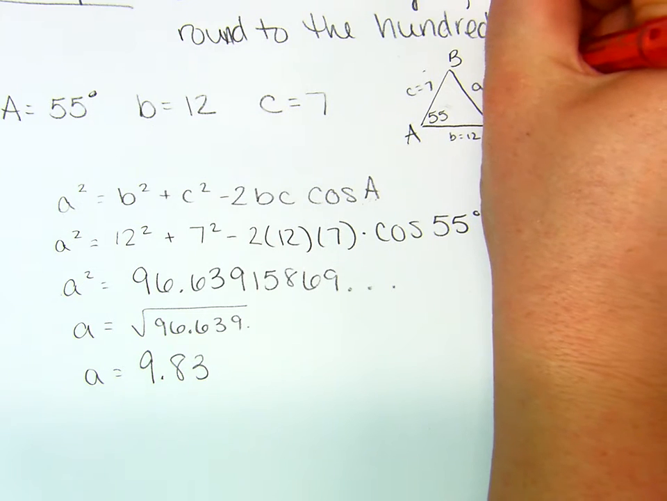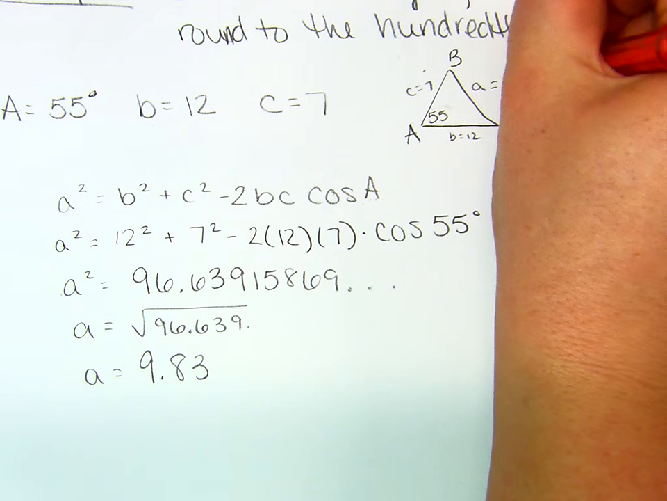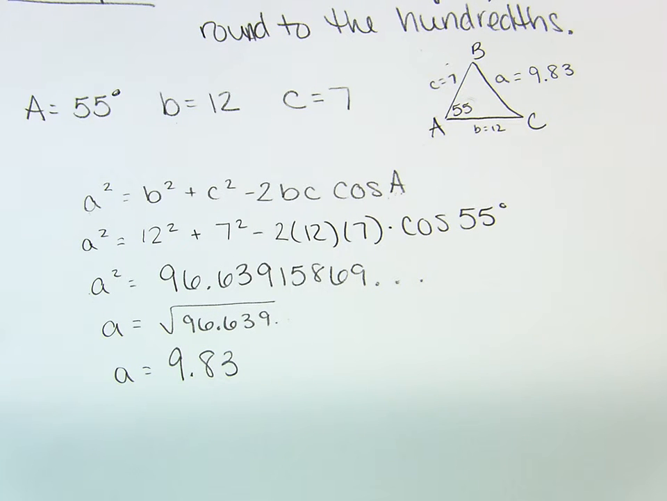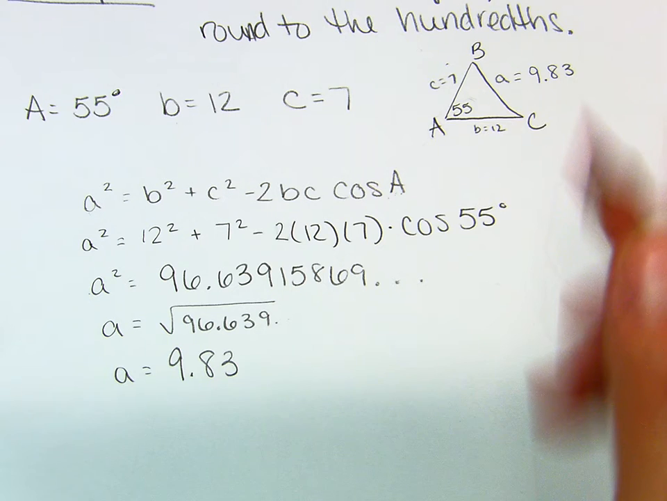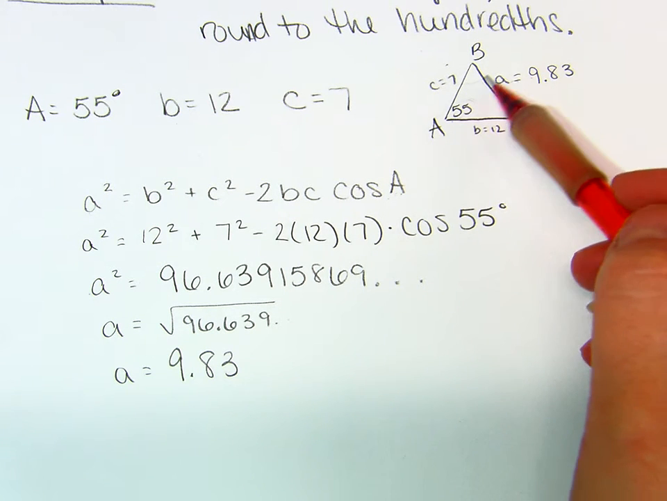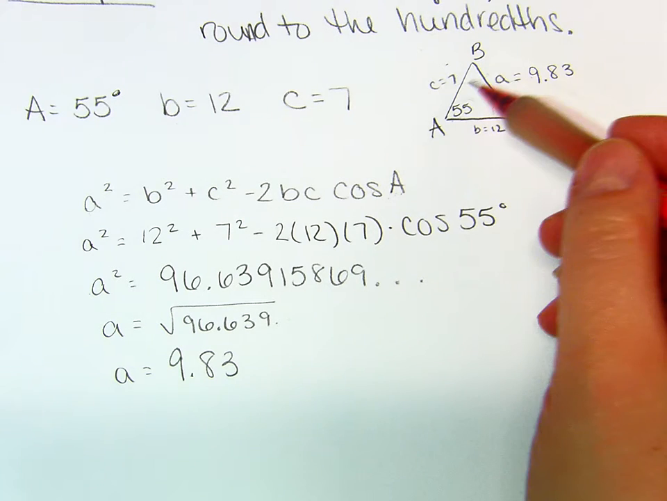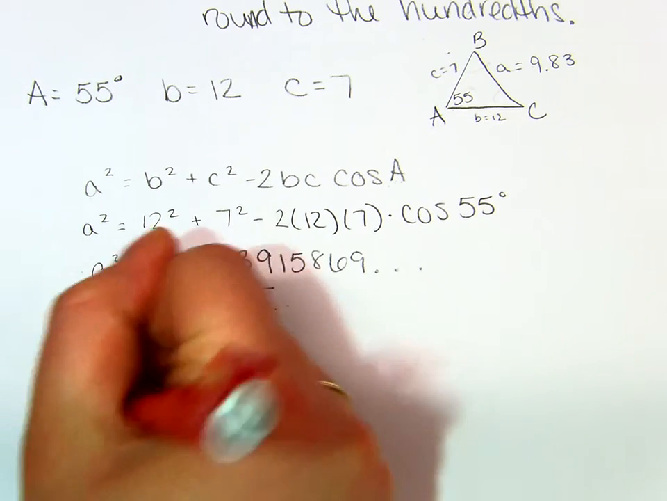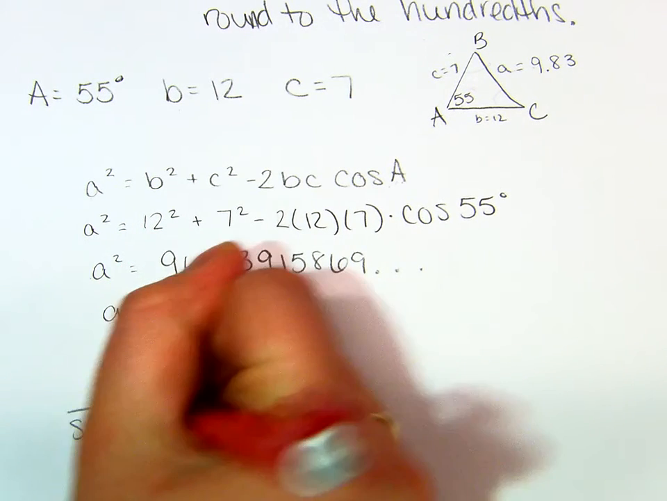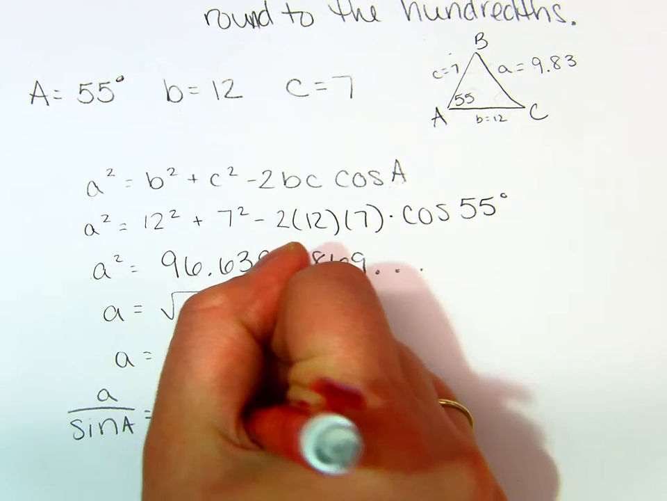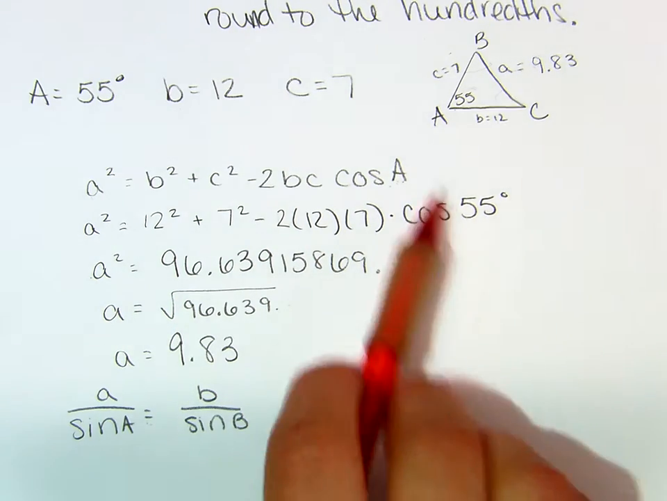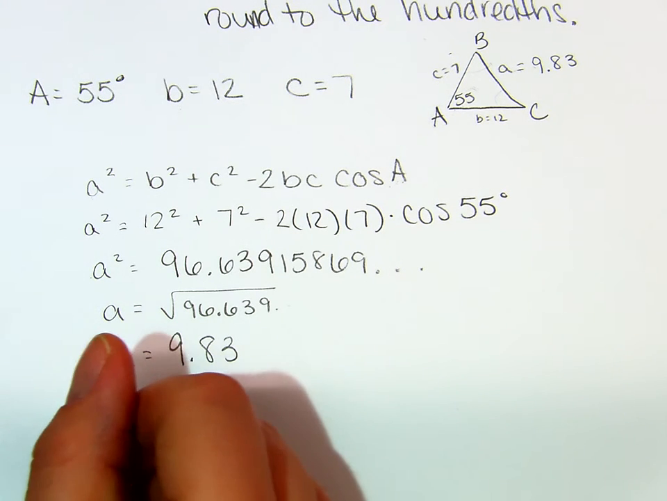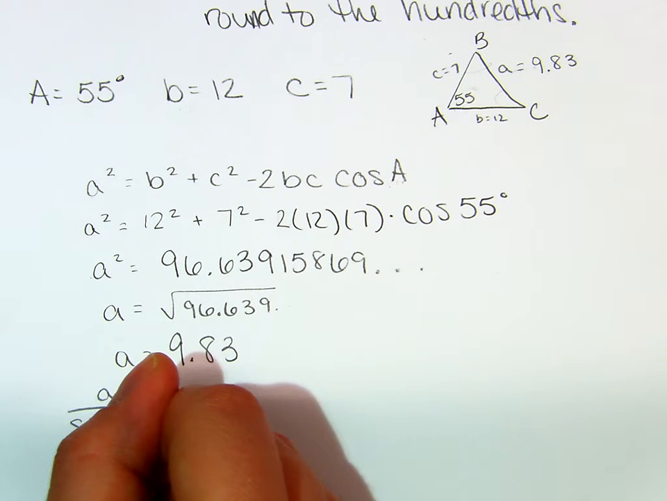And you're not going to get pretty answers for these, ever. They're always going to be weird numbers. So 9.83 is my side A. Now, since I know both my A's, I could use law of sines to find my angle B or my angle C. I'll find my angle B first. So if I use law of sines, it'd be a over sine A equals b over sine B. Law of sines is easier than law of cosines, so that's why we're going to use law of sines to find my angle B. So a I just found to be 9.83.